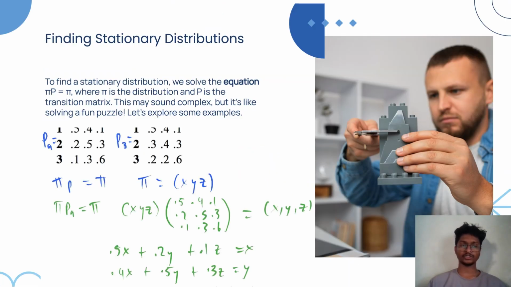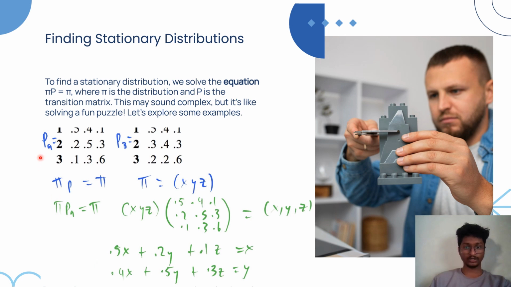Finding stationary distribution. To find a stationary distribution, we solve the equation pi into P is equal to pi, where pi is the distribution and P is the transition matrix. This may sound complex, but it's like solving a fun puzzle. Let's explore some examples. Here is the example.